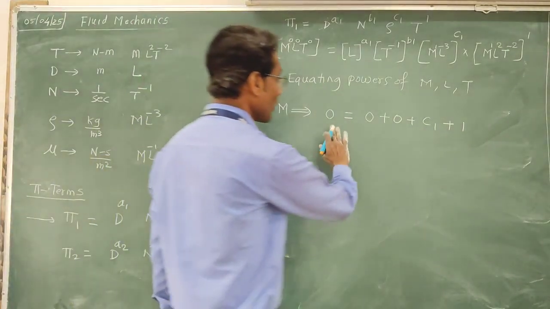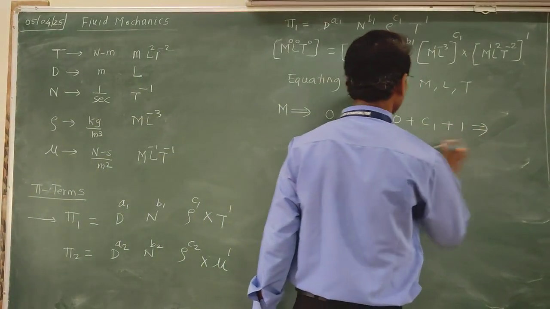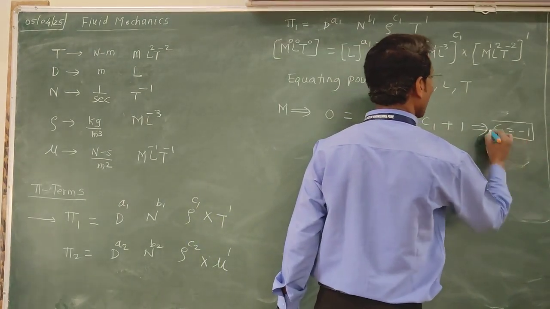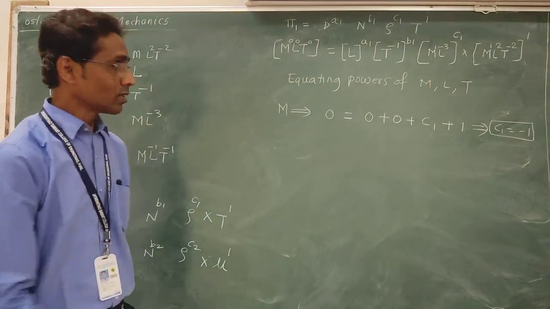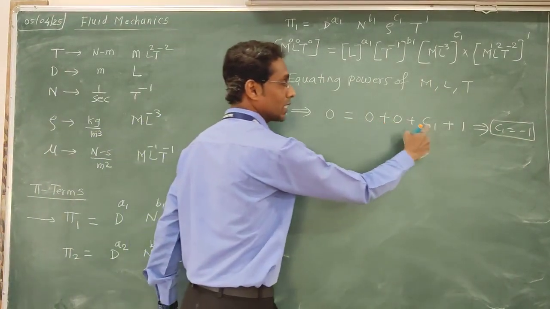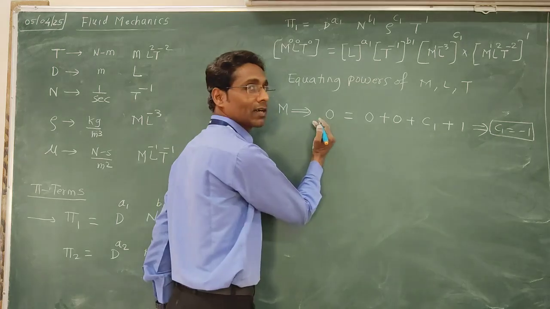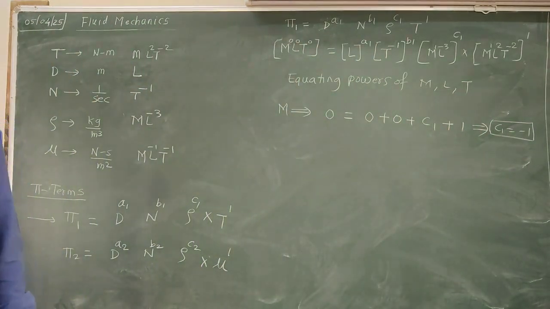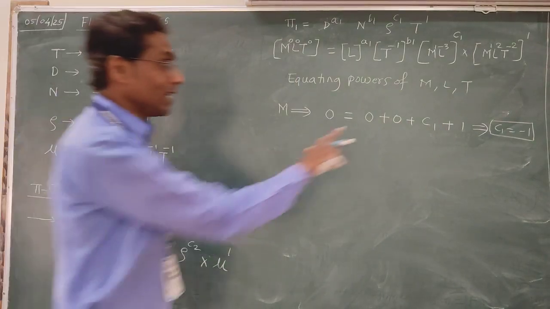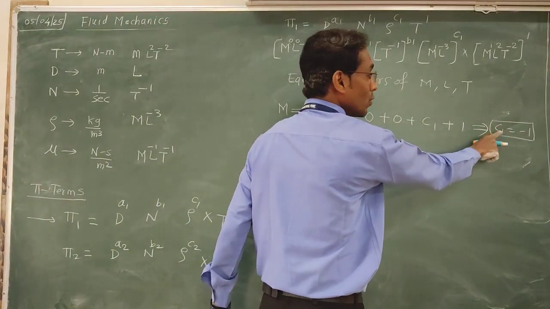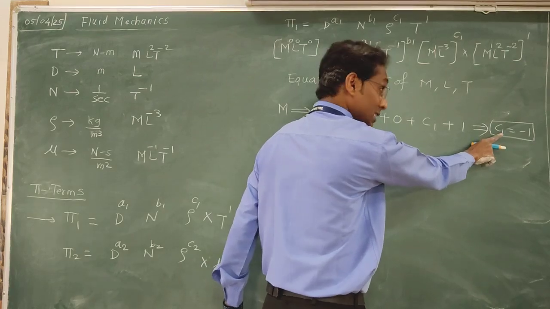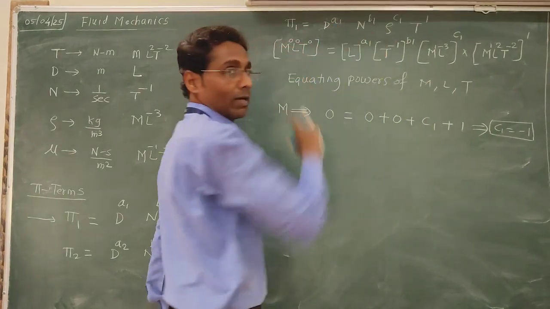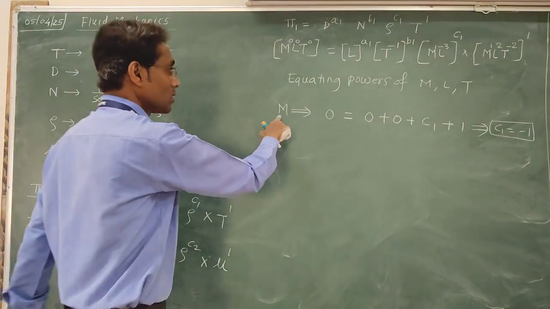By solving this equation, what will come? C1 is equal to minus 1. Understood? 0, 0, 0, C1 goes to the other side. C1 is equal to minus 1. This is the way of finding the value of the exponent. We got C1 first. Later on we may get the values of B1 or A1. Now this is for M.